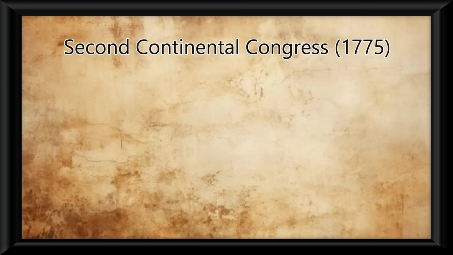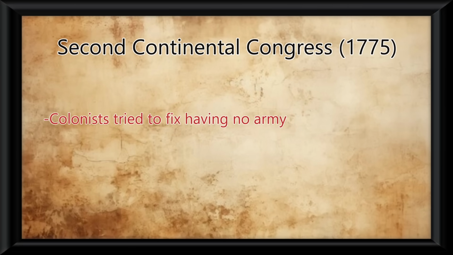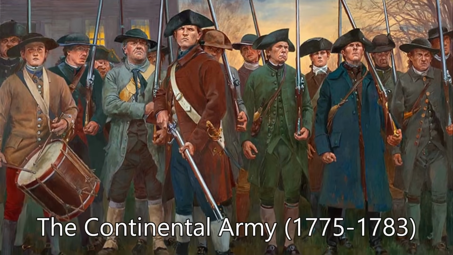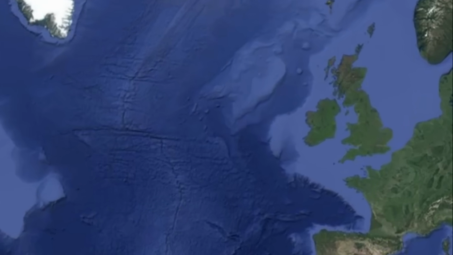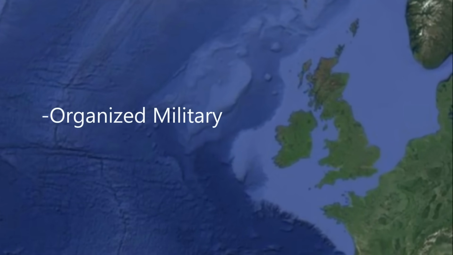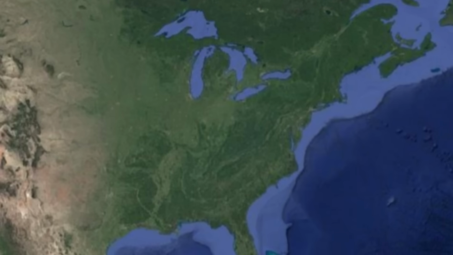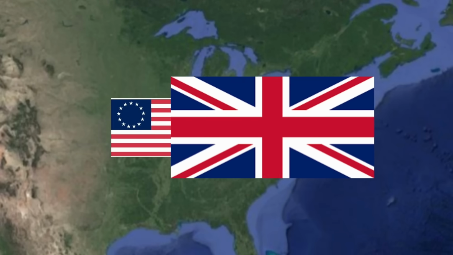At the Second Continental Congress, colonists attempted to fix this by establishing the Continental Army. However, this army, headed by George Washington, was filled with militiamen who had no formal military training. England had been established for thousands of years and had an organized military and financial advantages. Because of this, the first part of this revolution saw the British winning most every battle.